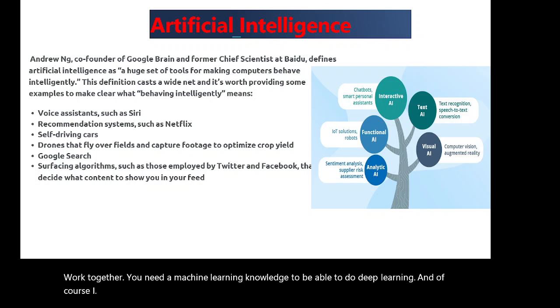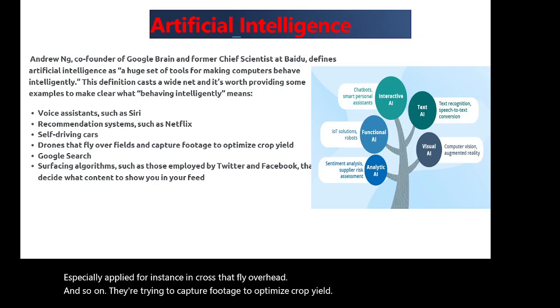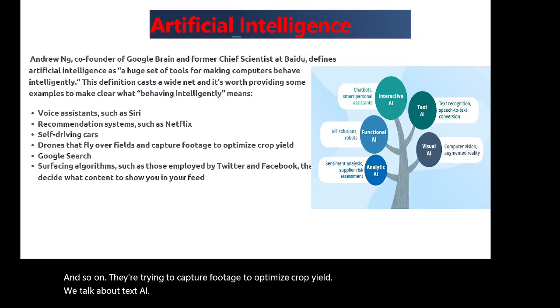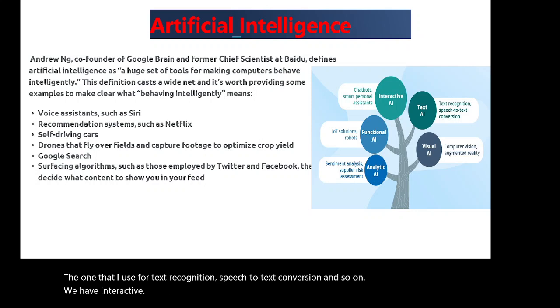And also, what has come up very clear is that AI is divided into various categories, like the visual AI, applied, for instance, in drones that fly overhead, trying to capture footage to optimize crop yield. We talk about text AI, the one used for text recognition, speech to text conversion, and so on. We have interactive AI, such as chatbots and small personal assistants.